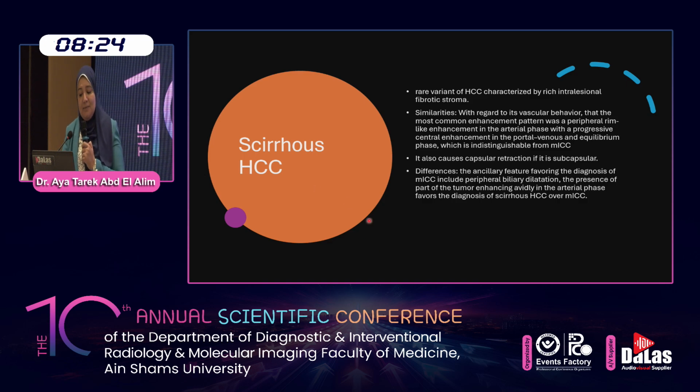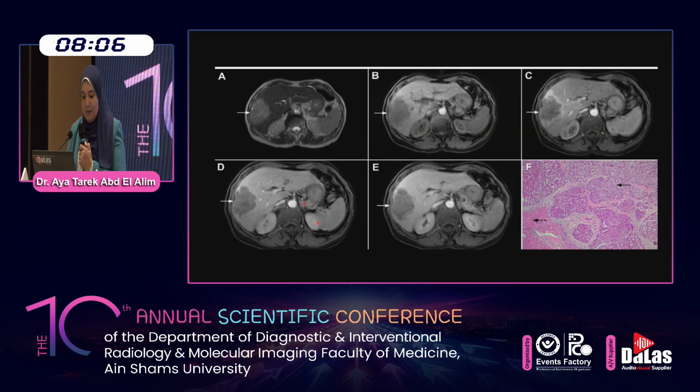Scirrhous type HCC, this is a rare variant form. It has fibrous stroma, so according to the fibrous stroma, it will be similar to cholangiocarcinoma again, and it will have capsular retraction. The difference is that peripheral dilatation is seen with the scirrhous type rather than the HCC. Here we can find arterial enhancement with washout.